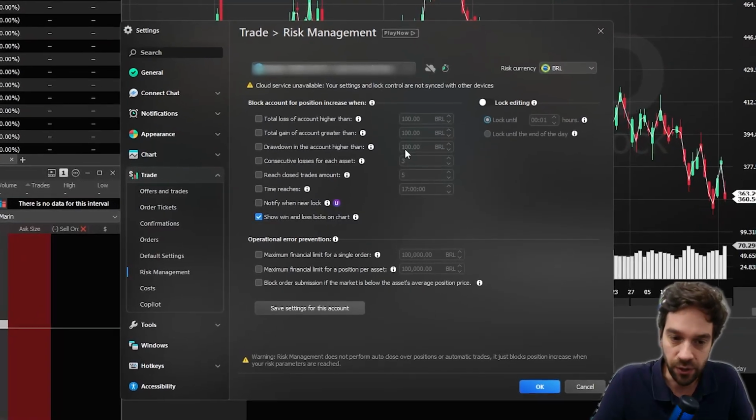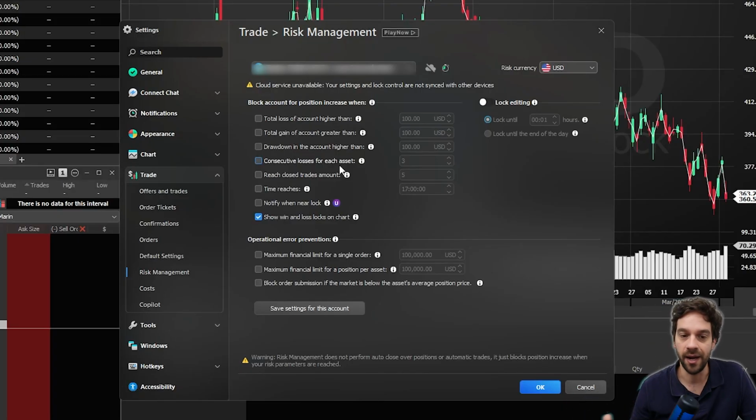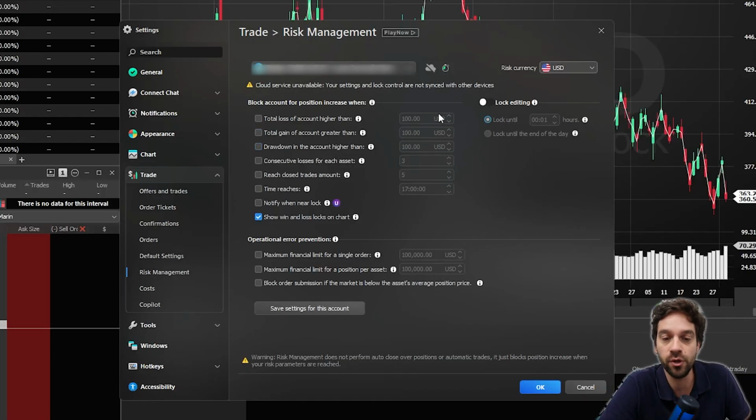In this specific feature, guys, you would be able to block the account for position increase if you had a big loss, or if you had a sequence of losses, even gains, so that you would protect yourself from yourself. Okay, so here you're gonna have a total loss of the account higher than, I don't know, $100, a total gain of the account of $100, a drawdown in the account higher than $100, consecutive losses for each asset. Number 3, for example, reached, close the trade, so you don't want to do more than 5 trades.